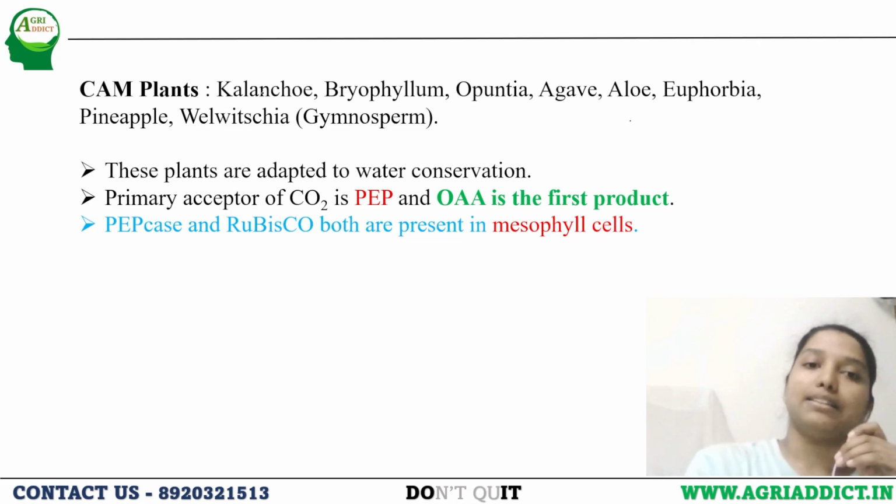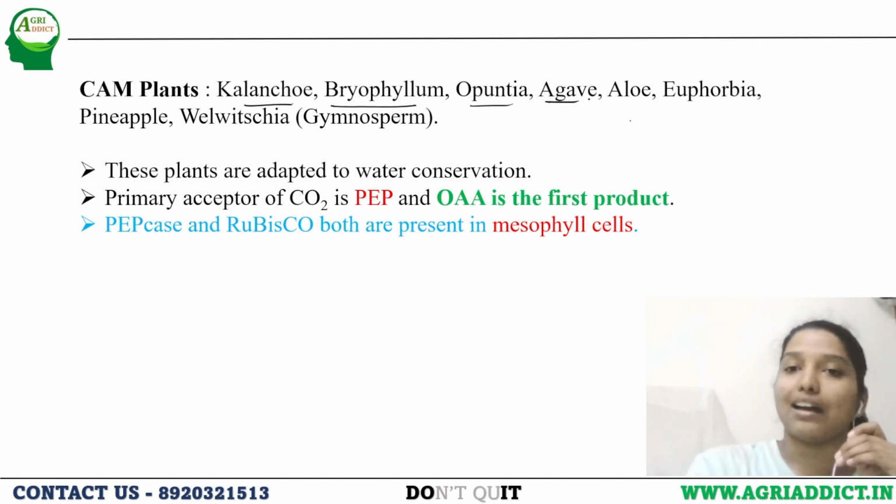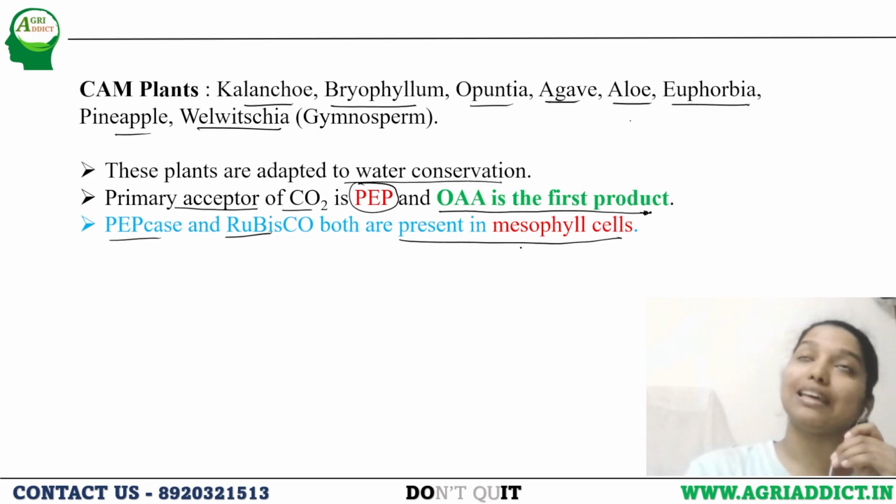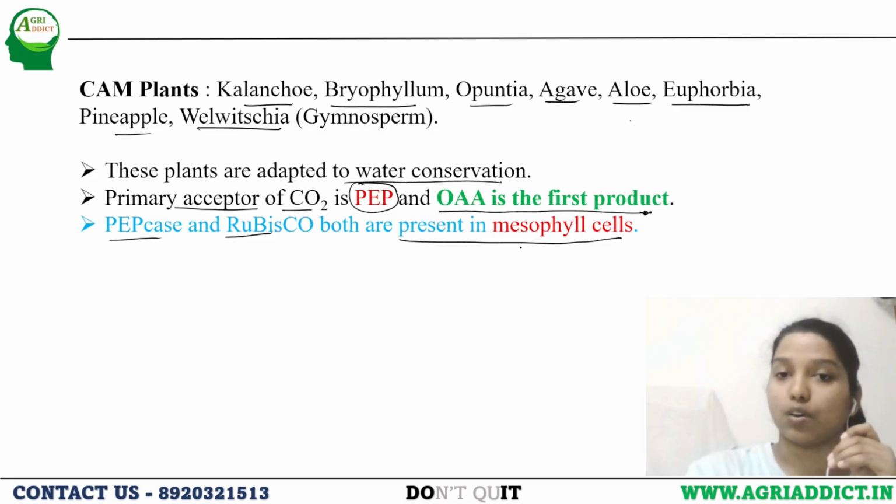Now comes CAM plants like Kalanchoe, Bryophyllum, Opuntia, Agave, Aloe, Euphorbia, Pineapple, Welwitschia, which is a gymnosperm. Okay, these plants are adapted to water conservation. The primary acceptor of carbon dioxide in this case is PEP, and oxaloacetic acid is the first compound. PEPcase and rubisco both are present in the mesophyll cell. But in case of C4 plant, it is different.